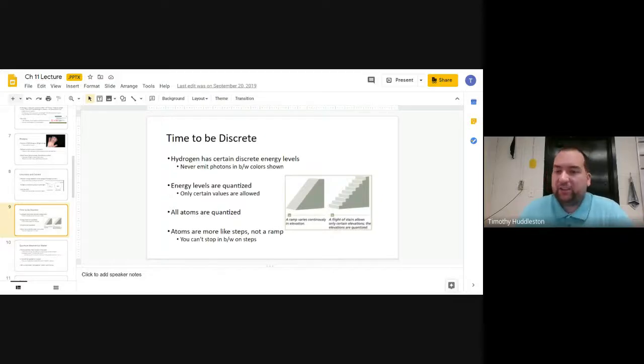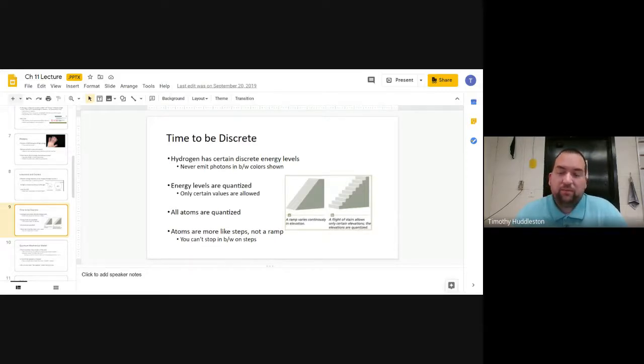Now, hydrogen has certain discrete energy levels. They never emit photons between the colors shown. Now, if you were interested in that, you can look at the book. But this is what that means. Hydrogen is what makes up the sun, generally in most stars. There are some stars that are composed of helium, but they're way colder. Now, if I'm dealing with hydrogen, hydrogen does not emit a photon at a wavelength that is violet. That is why there is no violet suns. It does emit a wavelength, however, at a blue wavelength.